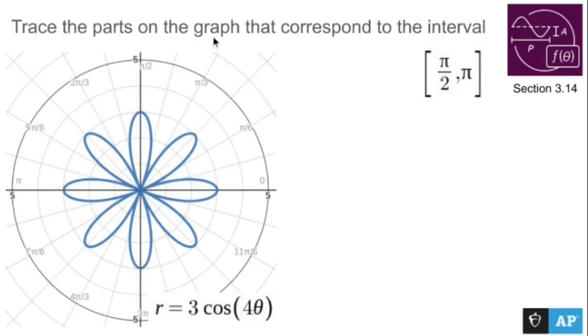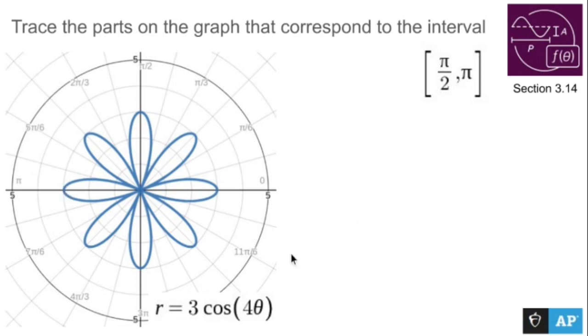Trace the parts on the graph that correspond to the interval pi over 2 and pi. All right, so here's my picture. I have myself a rose. I can see why this is 3 cos 4 theta because there's 8 petals. I can see why it's 3. It goes out to 3.